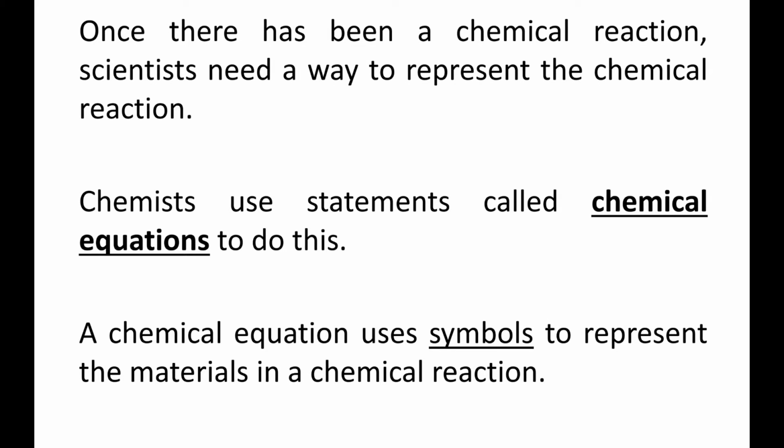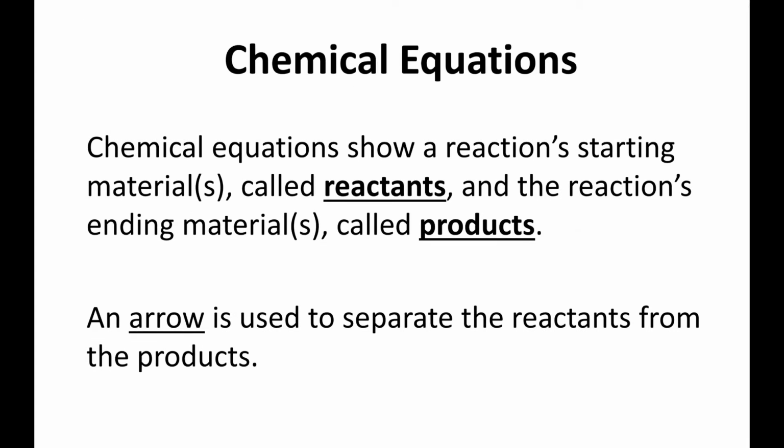Once there has been a chemical reaction, scientists need a way to represent the chemical reaction. Chemists use statements called chemical equations to do this. A chemical equation uses symbols to represent the materials in a chemical reaction. Okay, let's look at chemical equations. Chemical equations show a reaction's starting materials, called the reactants, and the reaction's ending materials, called the products.